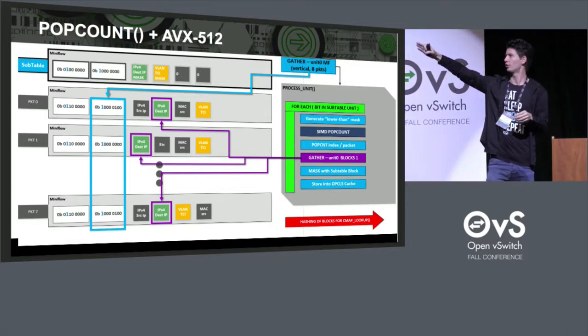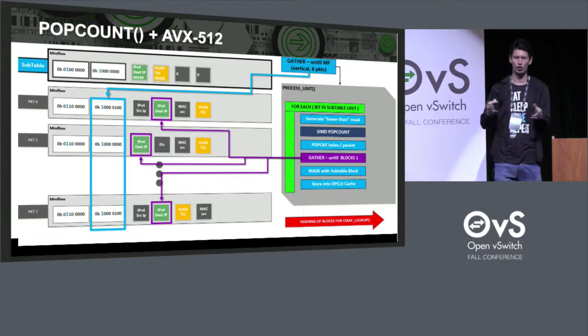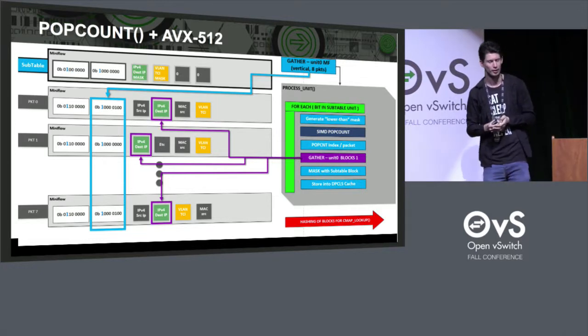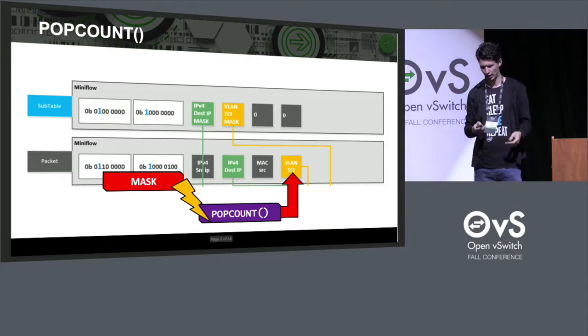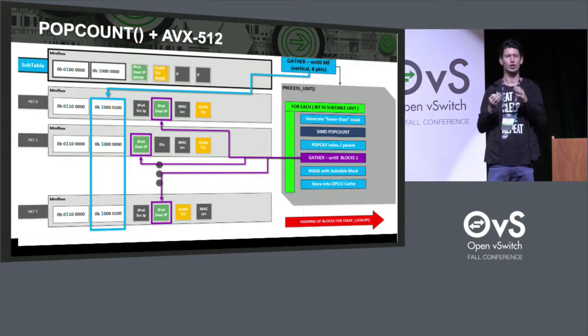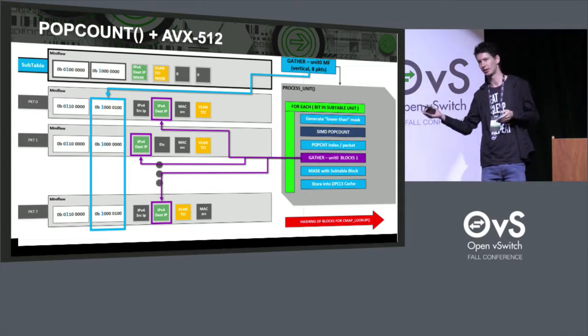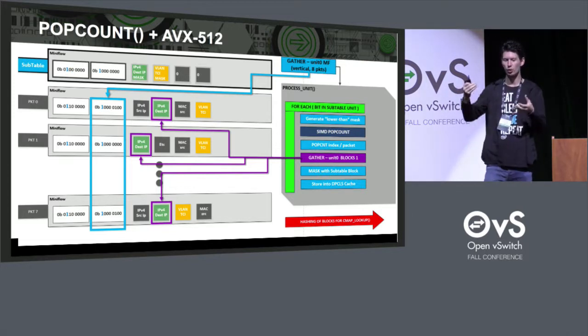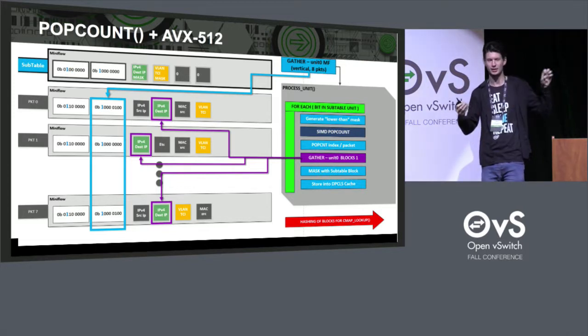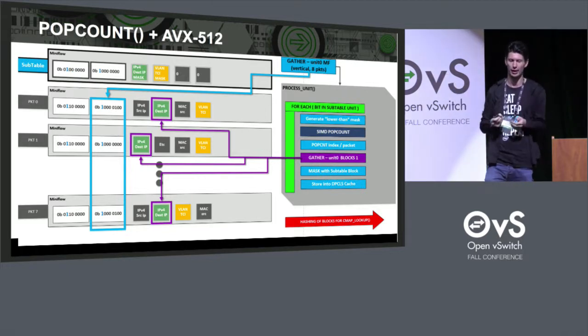Next, we see this corner-shaped part for each bit in the subtable unit, which is exactly the same as we talked about in our previous slide, where we iterate the bits of the subtable. We're going to generate a lower-than mask. Again, referring to the previous slide, we generated this mask. We're going to do a pop count, which does the exact same as a scalar pop count. We're going to do a SIMD version so that we can do these lanes in parallel.